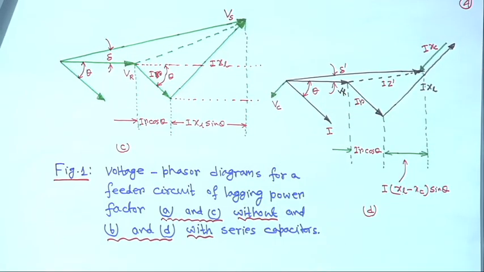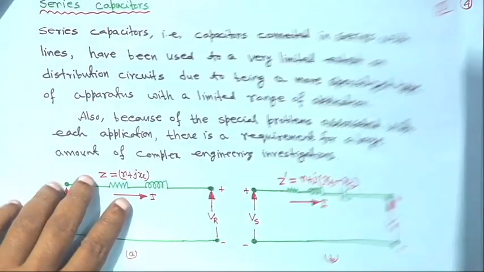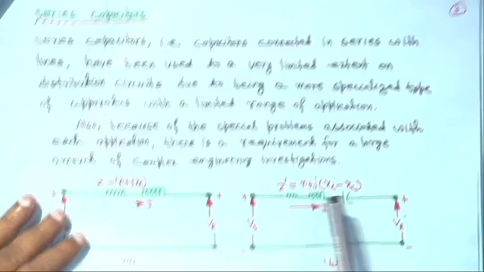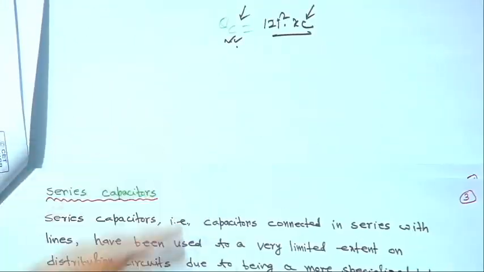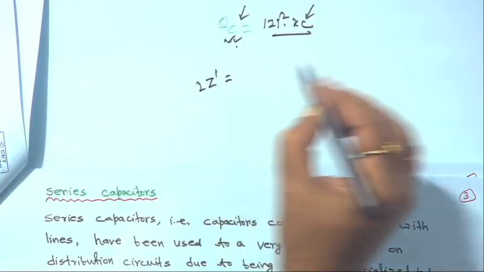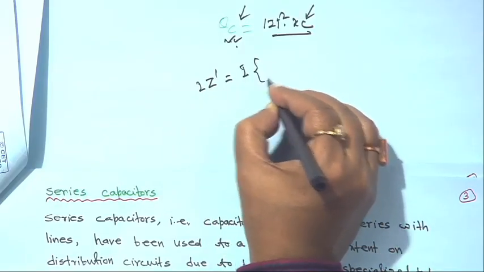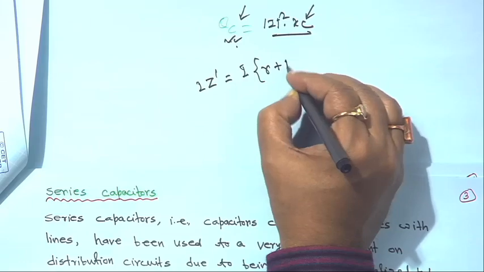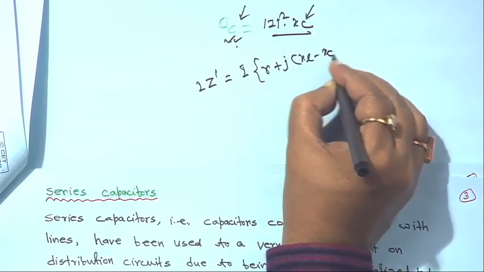So, when you are putting a series capacitor, look at the voltage drop. Suppose the voltage drop in I Z dash is equal to I times R plus j(XL minus Xc), right.